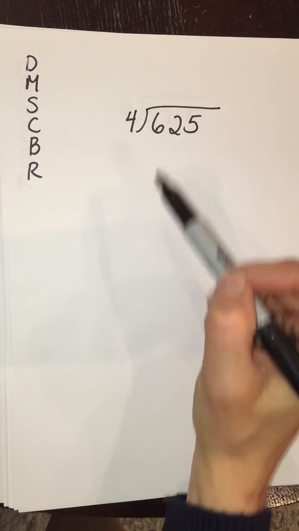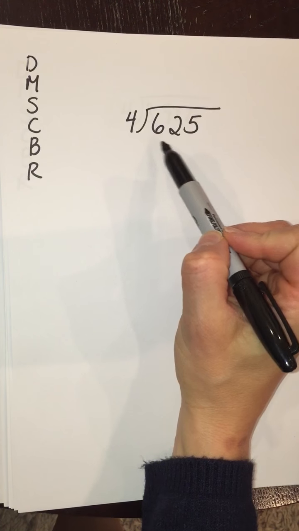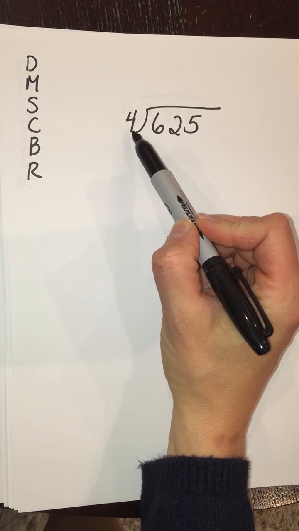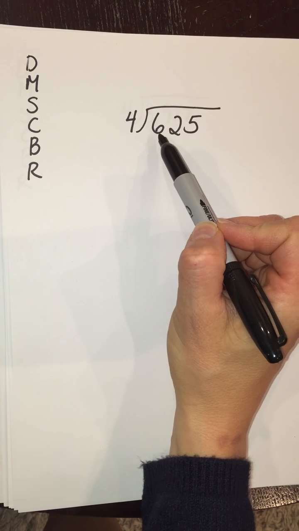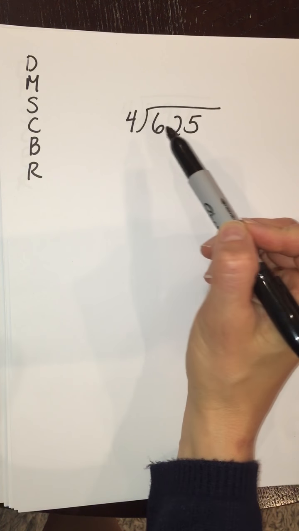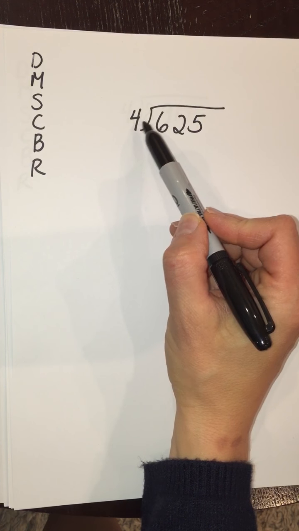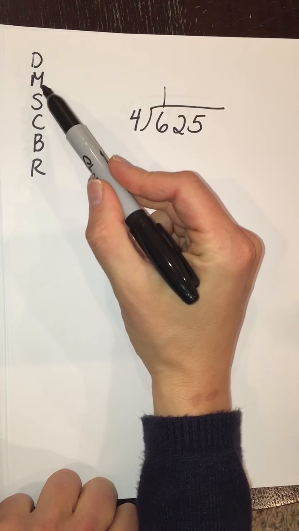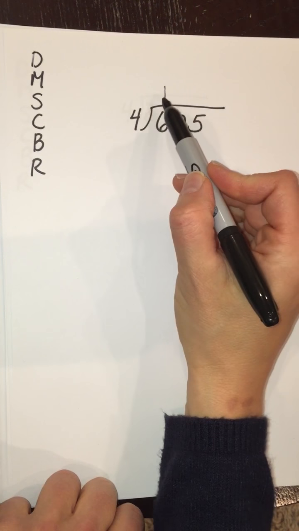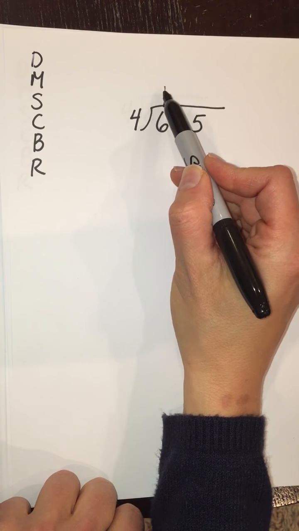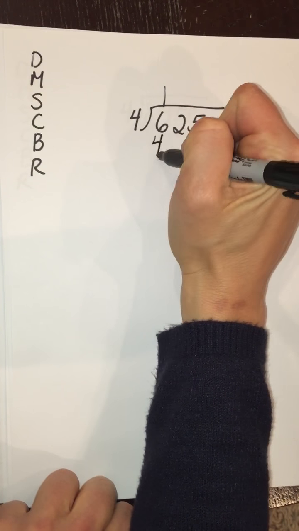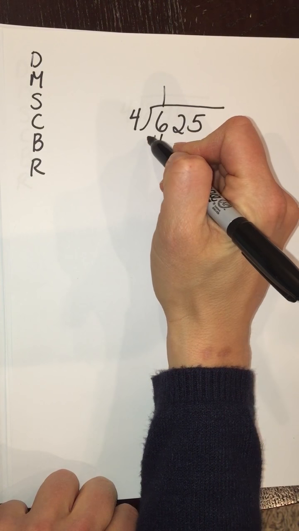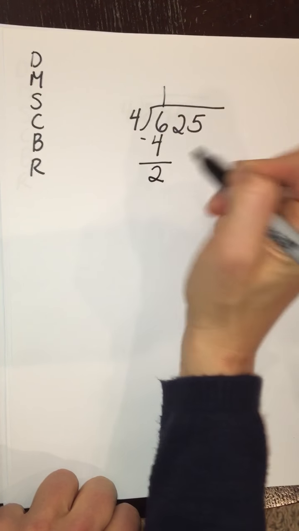So let's go ahead and get started. This says 625 divided by 4. I'm going to ask myself, how many times can 4 go into 6? Or if I had to divide 6 by 4, what would I end up with? I know that 4 can only go into 6 once. So that's my first step, division. My next step is to multiply. I'm going to multiply these two outer numbers: 1 times 4 is 4. My next step is to subtract. I'm going to do 6 minus 4, which is 2.